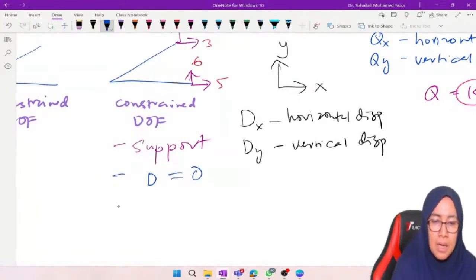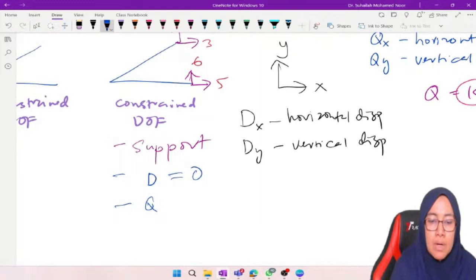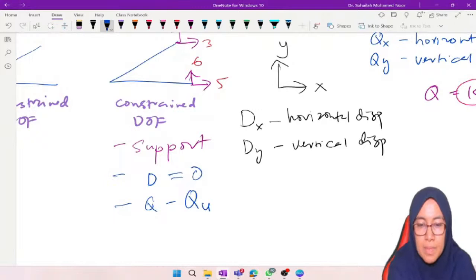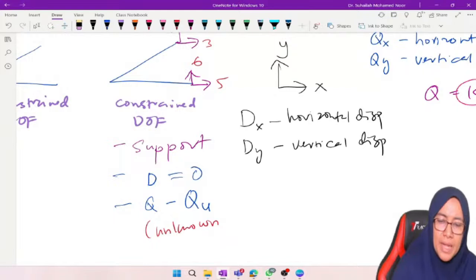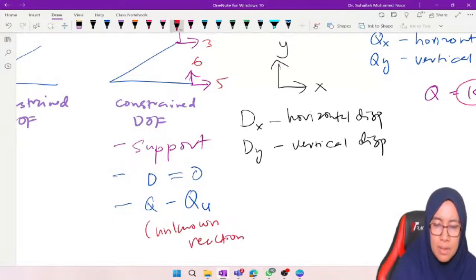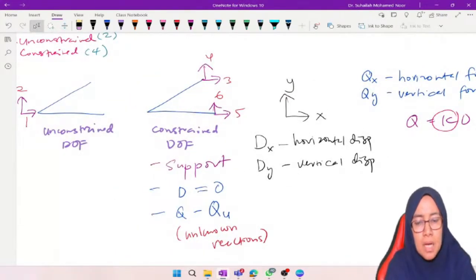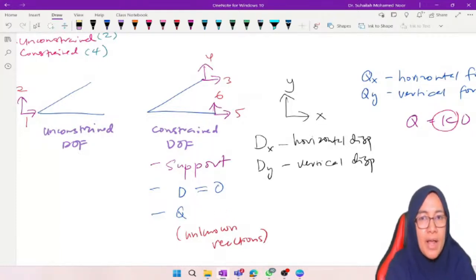What are the other characteristics of this? Q is the unknown reaction. We name it as QU, unknown reaction. How many unknown reactions? We have 4 unknown reactions. What is the label of the unknown reactions? Q3, Q4, Q5, Q6.